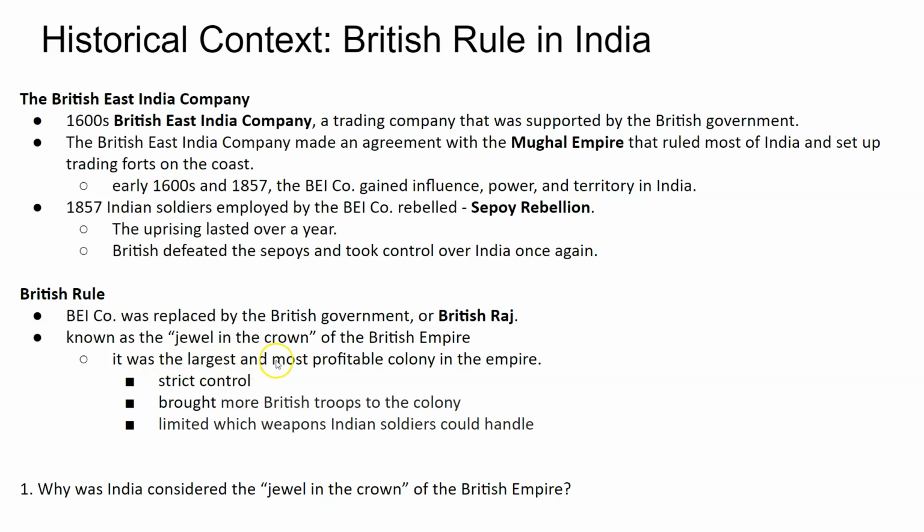India was the largest and most profitable colony of Great Britain. Great Britain had strict control over India. Great Britain brought more British troops to the colony and limited which weapons Indian soldiers could handle. In the Edpuzzle, I'm going to have you answer, why was India considered the jewel in the crown of the British Empire?